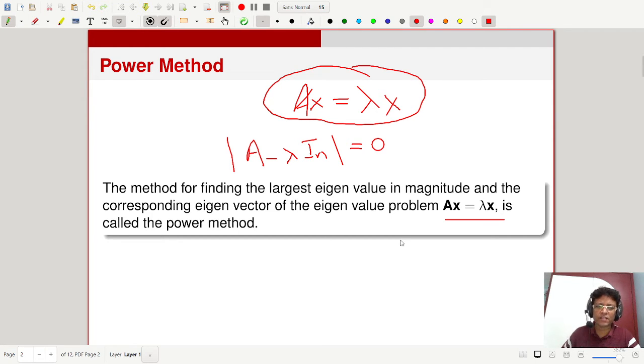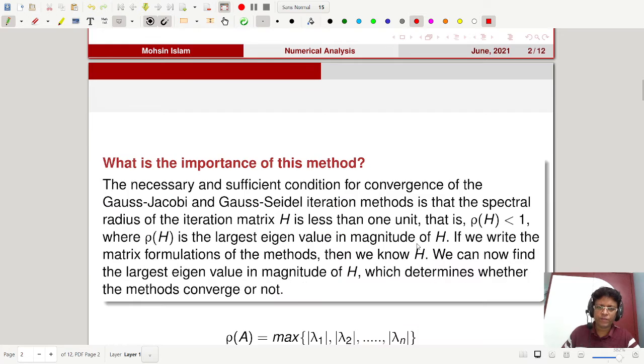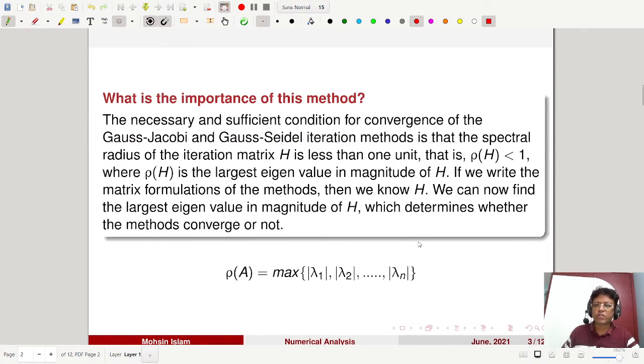Let's have a look at that. What is the process? What is the methodology we are using? And with some examples. Now the question is, what is the importance of this method?